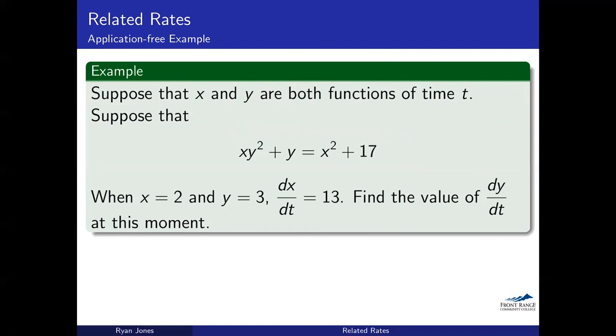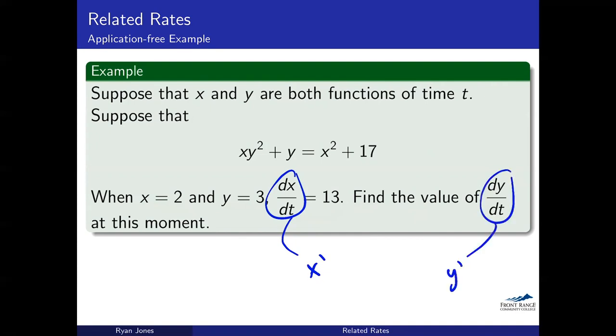I note a couple more things. I eventually want to find the value of dy/dt. So notice this is the rate of change of y over time. And I give us some other info. I give us that x equals 2 and y equals 3. And then I give us dx/dt is equal to 13. What you'll see in a second here is that this dx/dt, I'm going to label x prime, and dy/dt, I'm going to label y prime.